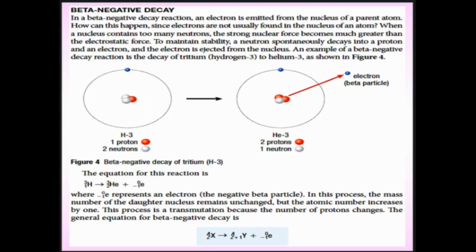Exactly. You never judge by all of them. You judge only by the net charge. 1 plus, 1 minus. Because everything has to balance out and be equal or neutral or balanced. What happens in beta negative decay?